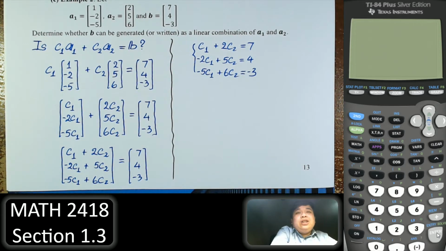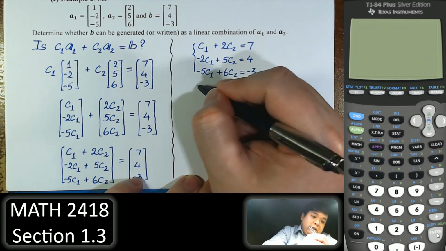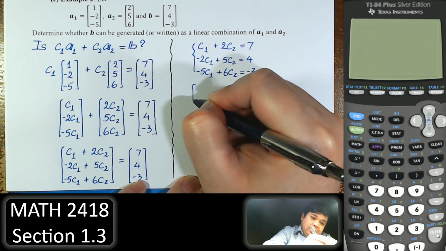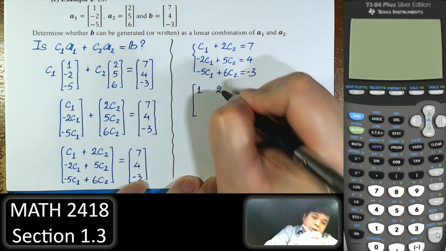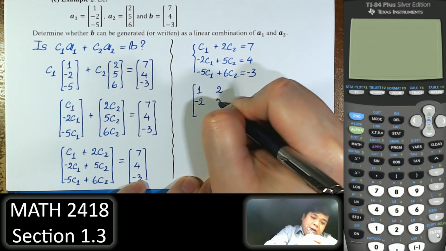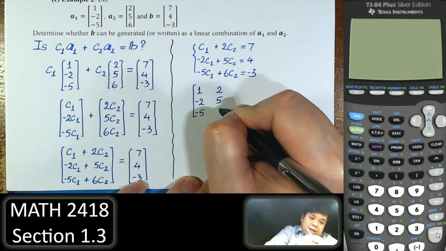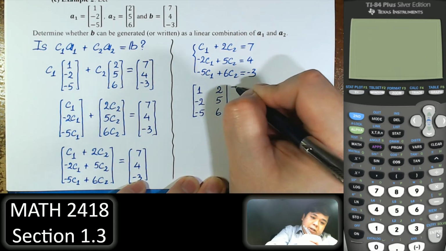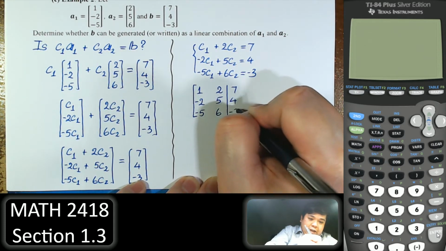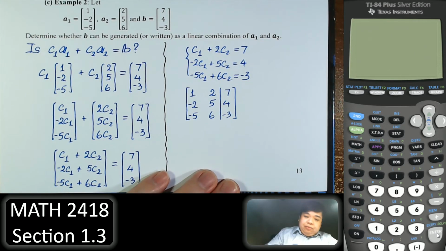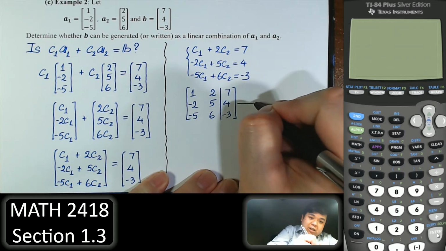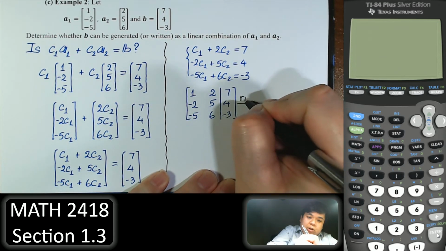Right. So that's just a system of equations. Three equations, two variables. So if we want to, we can put this in the augmented matrix. 1, 2, negative 2, and 5, negative 5, and 6, 7, 4, and negative 3. And then just like the previous section, we just use reduced row echelon form.